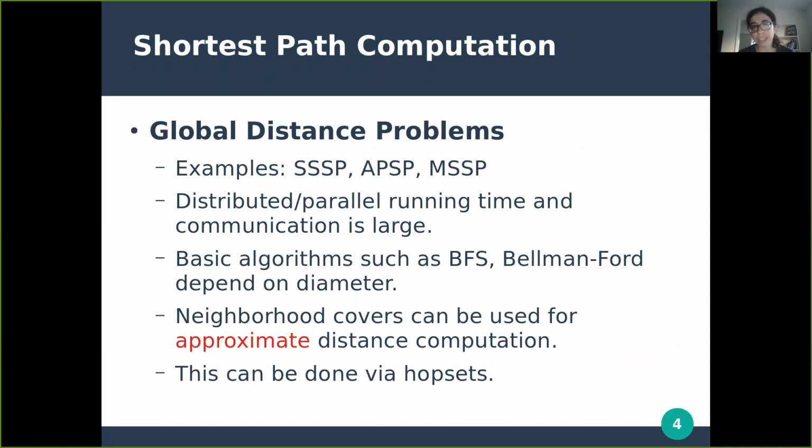The point is that for these types of problems, generally, we require a lot of resources, like communication and time resources. And these are more challenging than these local problems for many models. In particular, running basic algorithms such as BFS or Bellman-Ford is slow because they have running time dependent on the diameter, which could be very large. So I will briefly describe how we can use neighborhood covers to construct a tool called a hopset that will allow us to approximate distances more efficiently.